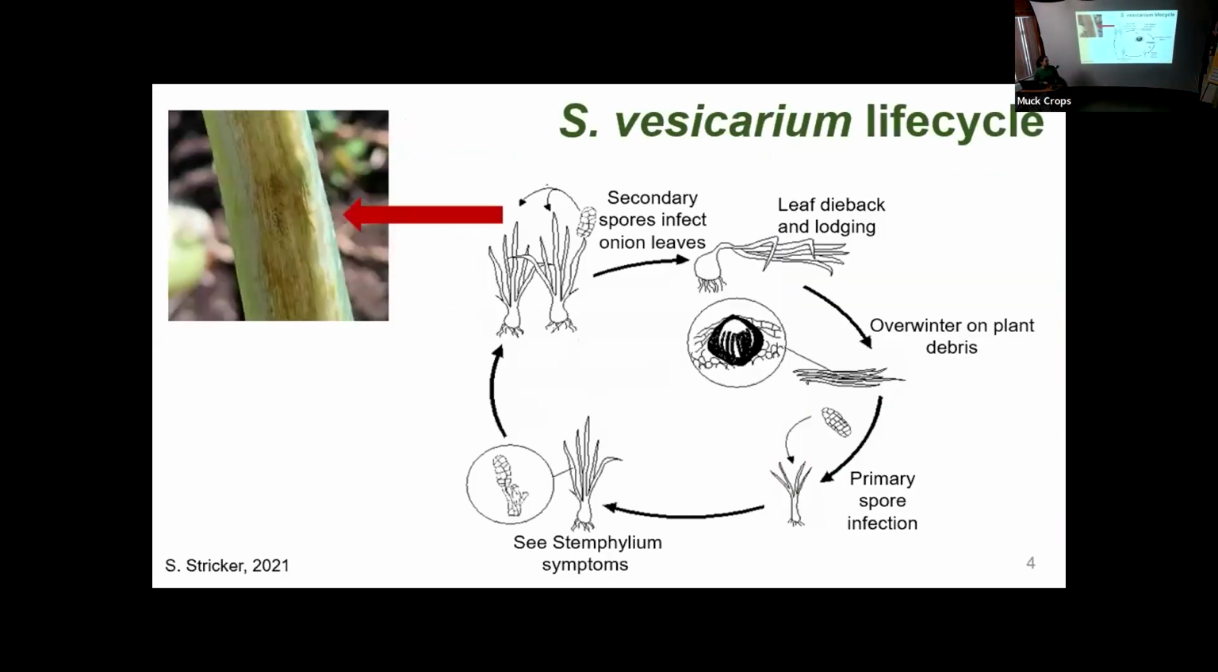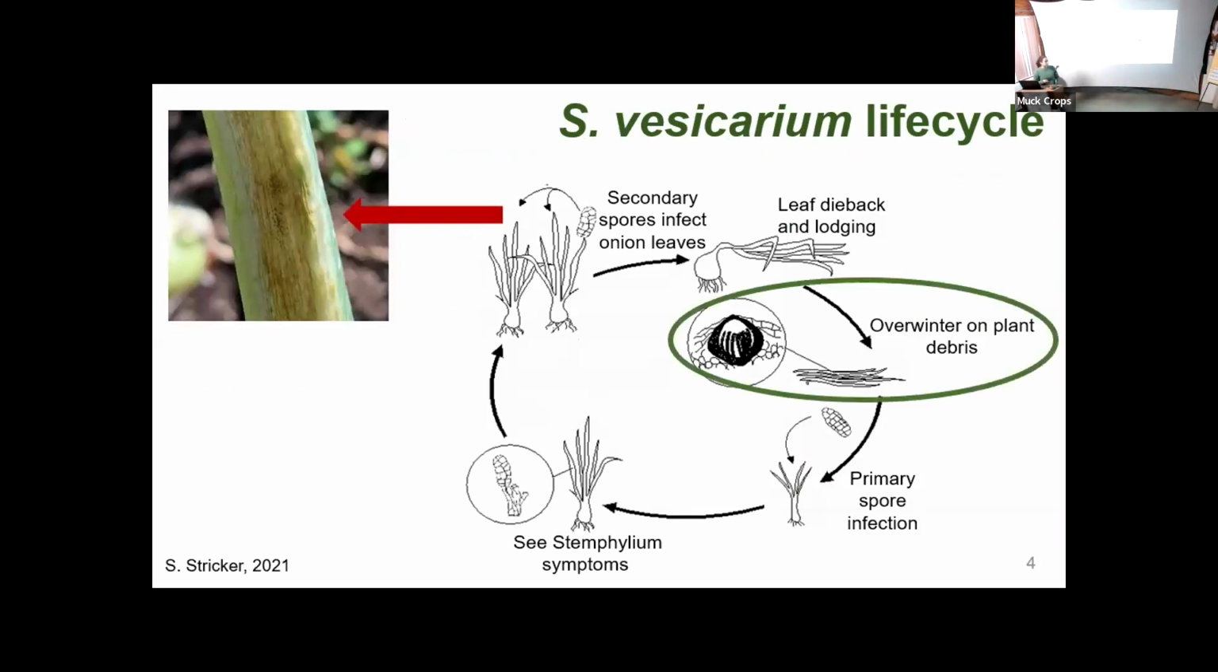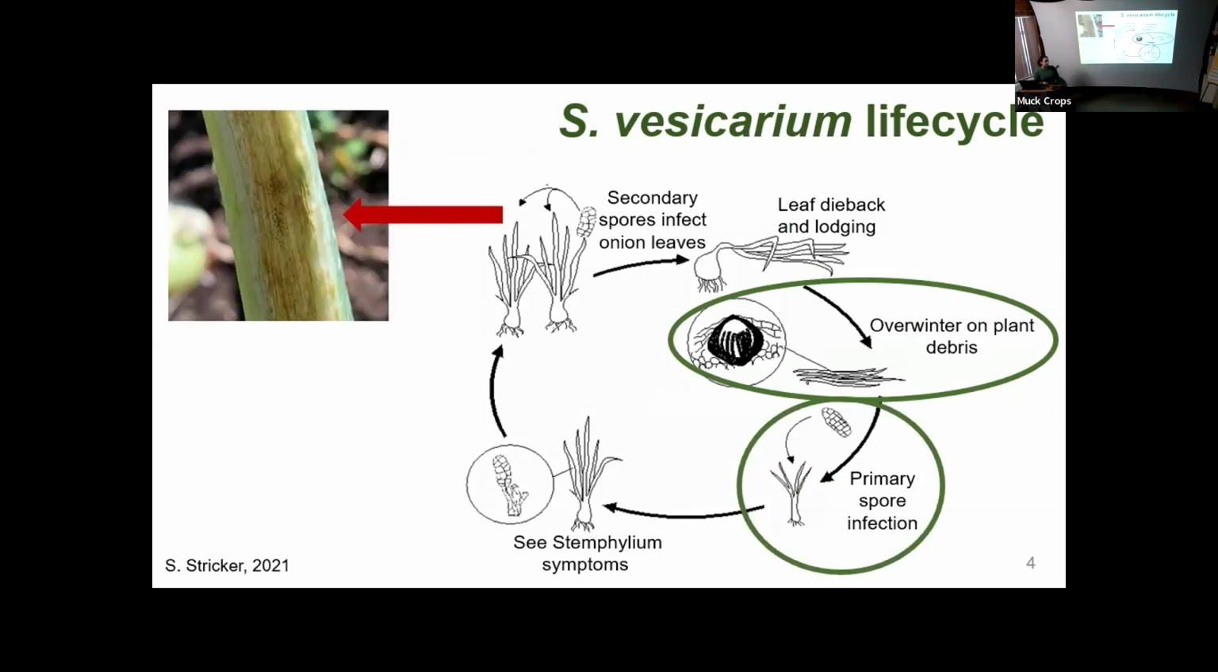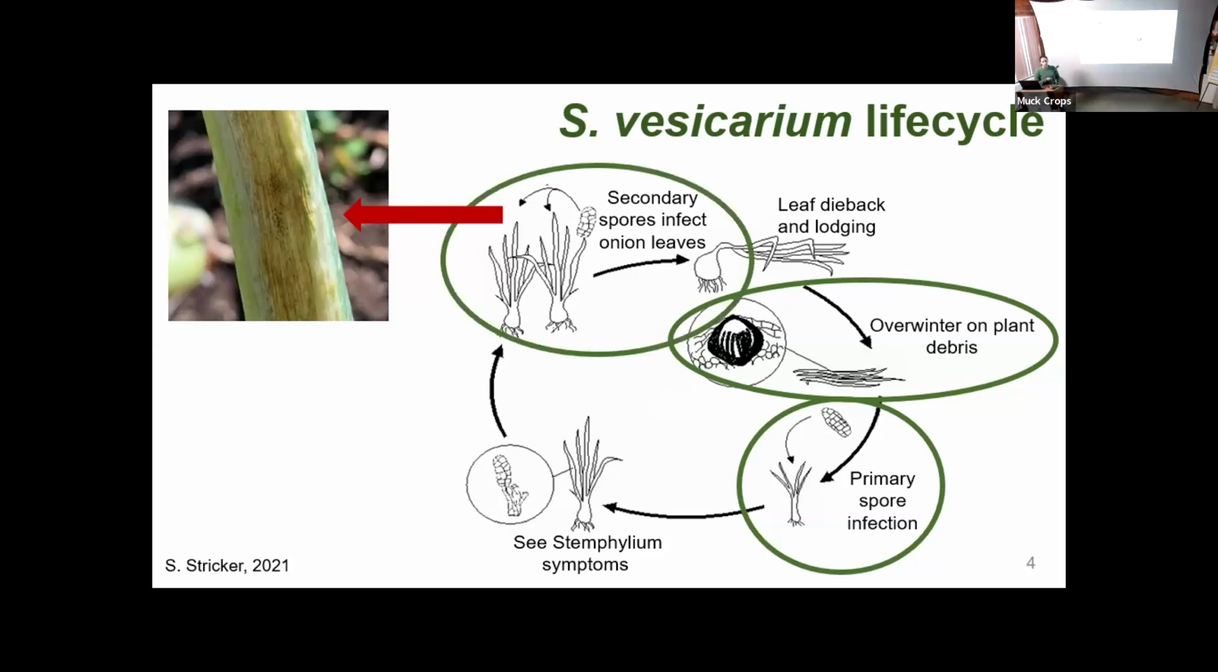So I'll just quickly go over the life cycle of the pathogen. Essentially, it overwinters on dead onion leaves, and then in the spring, once it starts to rain, spores are released, and these go on to infect the onions and cause symptoms, which then produces more spores, and then we see more infection of the onion leaves, and we start to see the disease spread throughout the field. Then at the end of the season, when the onions lodge and the leaves die back, the pathogen can again overwinter.